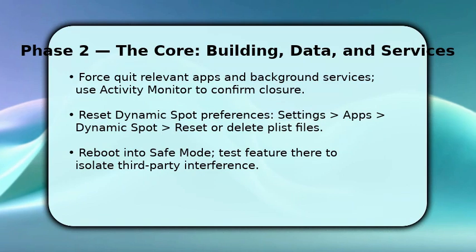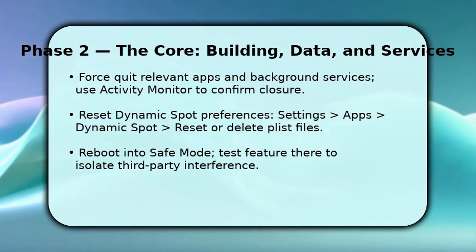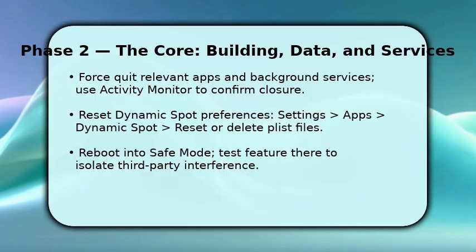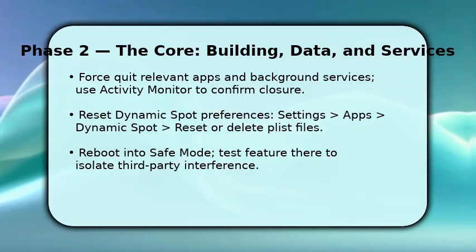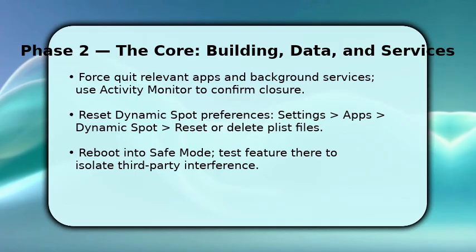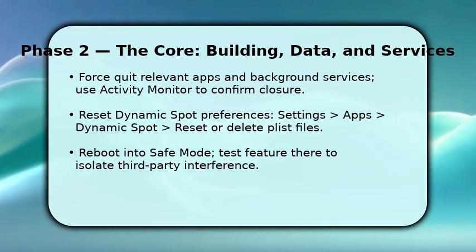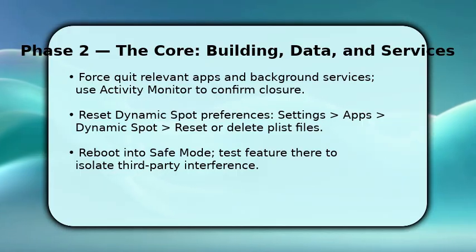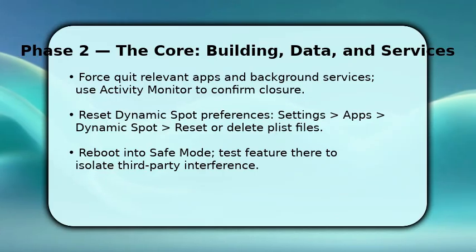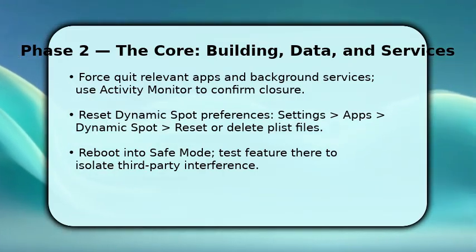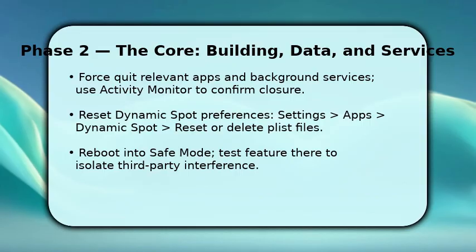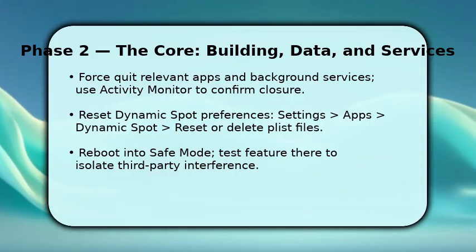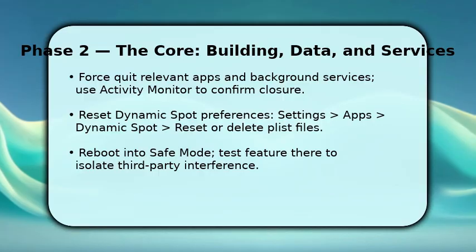Next, you dig into configuration and possible software corruption. Force quit the app and related background services via Activity Monitor, then delete dynamic spot preference files or use the built-in reset option if available. This clears bad settings. Once done, reboot into safe mode to test the feature with third-party extensions disabled, because many conflicts come from plugins or utilities. If it works in safe mode, make sure to re-enable items one at a time to find the culprit.